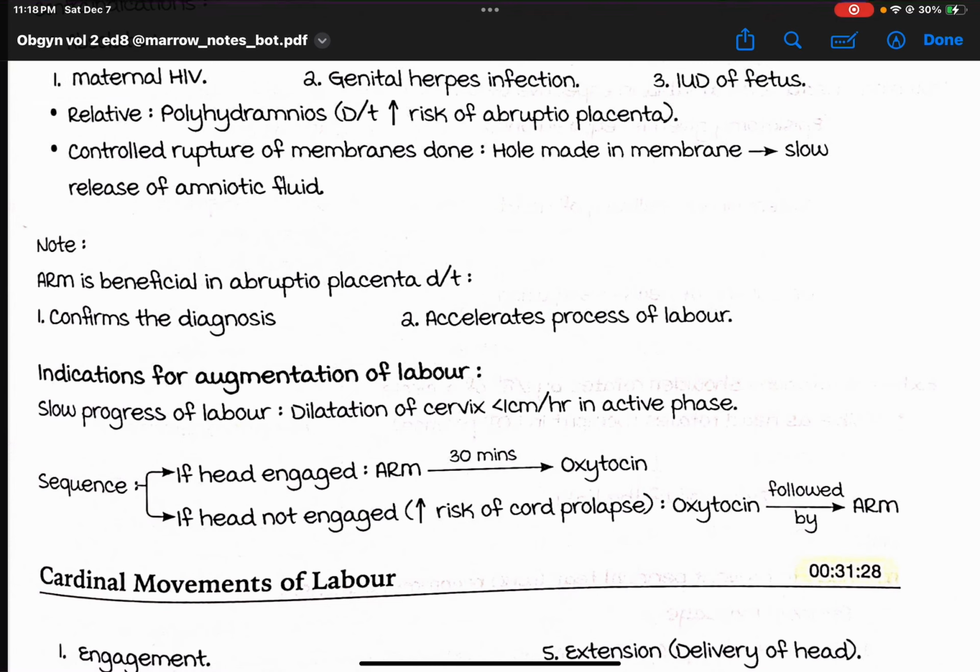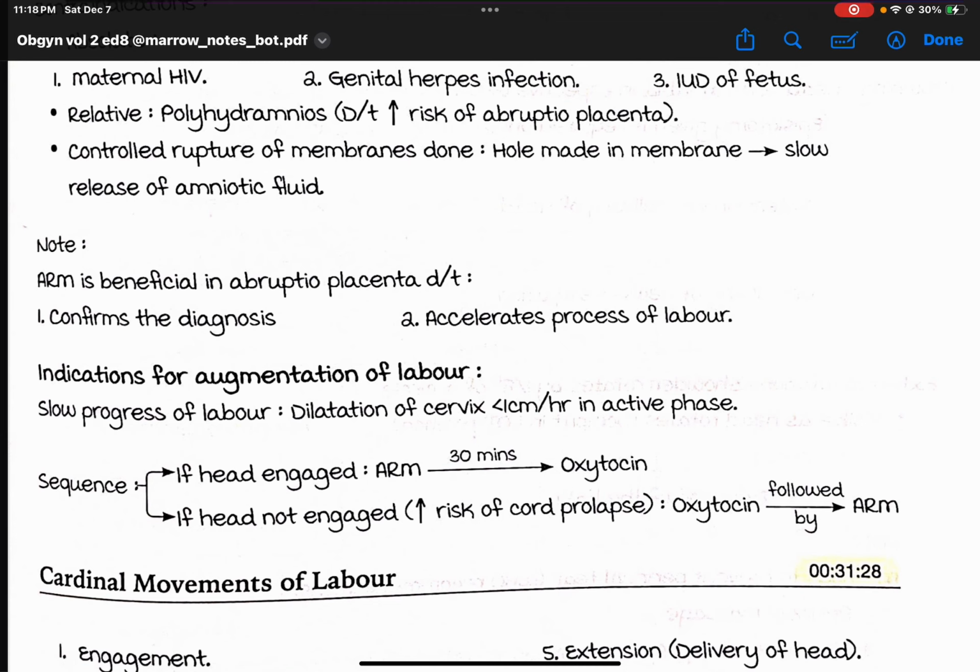ARM is beneficial in abruptio placenta because it confirms the diagnosis and accelerates the process of labor.